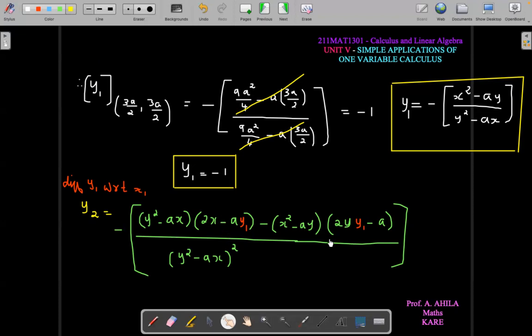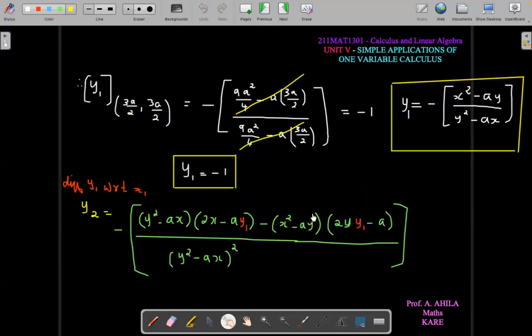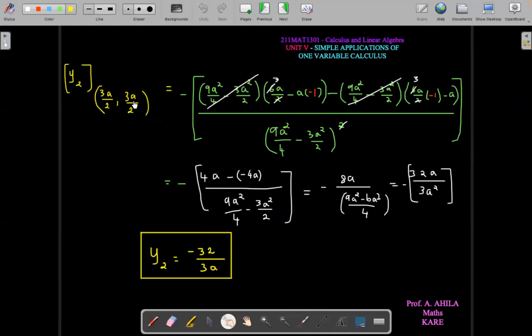Now we find the y2 value at the given point. No need of simplifying these terms; directly you can substitute the point. So 3a by 2, 3a by 2. At this point we get these factors, that is 9a square by 4 minus 3a square by 2 into 6a by 2 minus a into, instead of y1 we substitute minus 1. Here 9a square by 4 minus 3a square by 2 is a common factor in the numerator, and we can cancel that with the denominator.